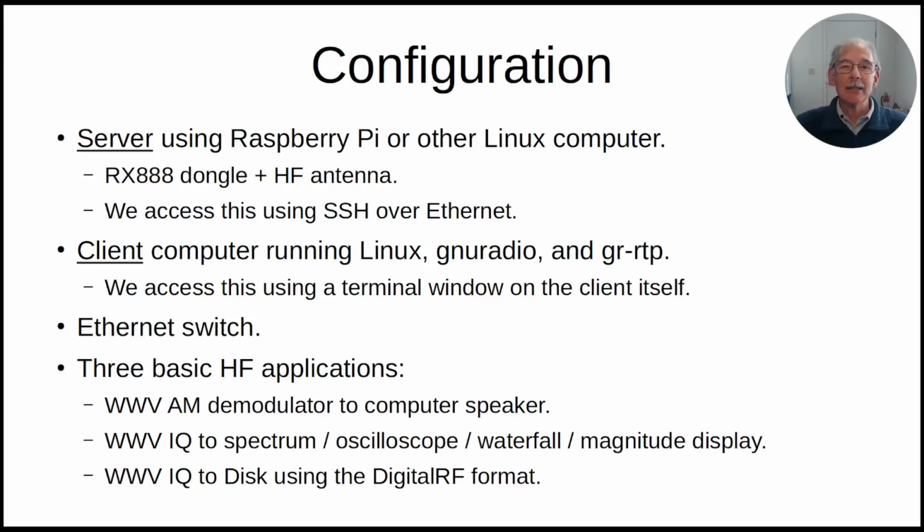One using an AM demodulator, encoding the audio using an Opus audio coder to send audio frames over the Ethernet local area network. Another application to send IQ samples in real time over the multicast network, where we can visualize them with gnuradio. And then a third demo where we'll send IQ samples and record them in DigitalRF format, which is a standardized format that includes metadata that's usable for these type of applications.